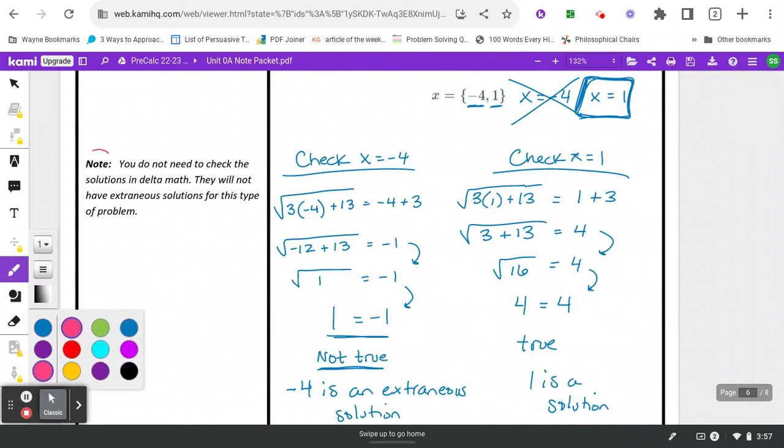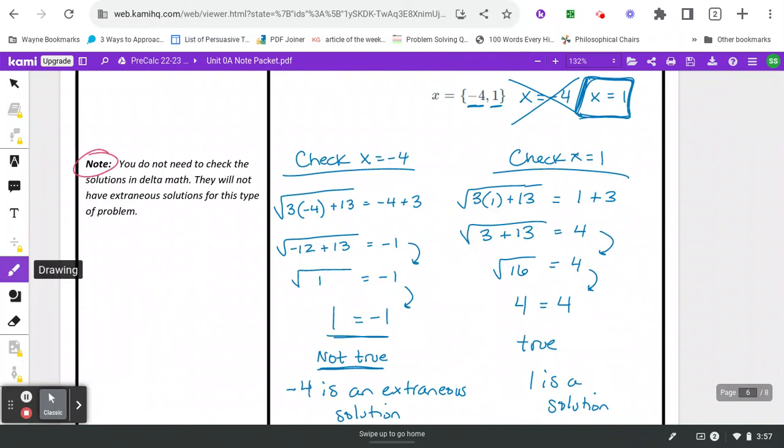Just a note, for Delta Math, the problems that you're going to be working on will not have extraneous solutions. So you will not need to check them. But I didn't want to do this lesson without showing you that sometimes you will have to.